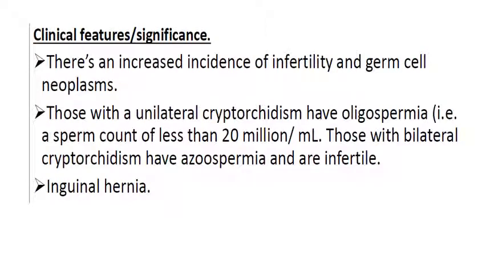When we come to the clinical features of an undescended testis, there is an increased incidence of infertility and germ cell neoplasms in these cases. The degree of infertility depends upon whether the undescended testis is unilateral or bilateral. Unilateral undescended testis presents as oligospermia, that is sperm count less than 15 to 20 million per ml. Bilateral cryptorchidism presents with azoospermia and infertility.